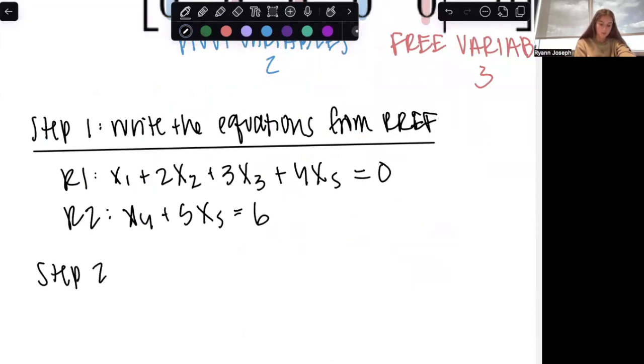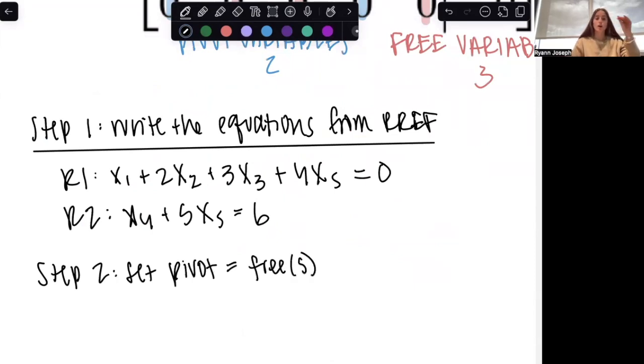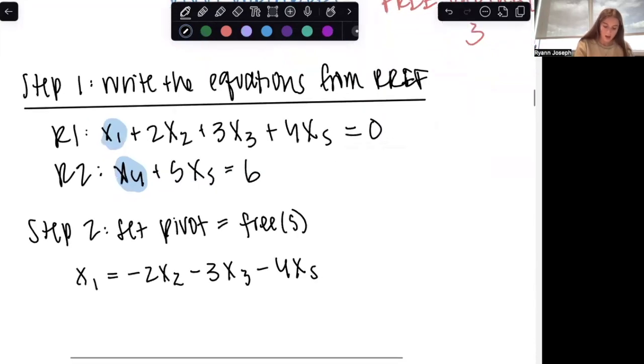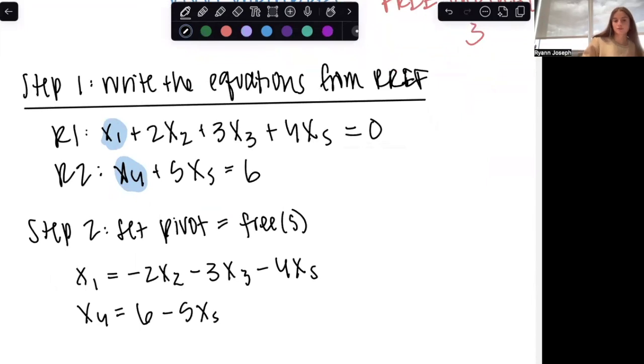Step 2 is set pivots equal to, or free. We want the pivot variables to be by themselves. Remember, our pivot variables are x1 and x4. So I'm going to say x1 is equal to negative 2x2 minus 3x3 minus 4x5. And then x4 is equal to 6 minus 5x5. So I've got the pivots by themselves and everything else is set on the right-hand side.